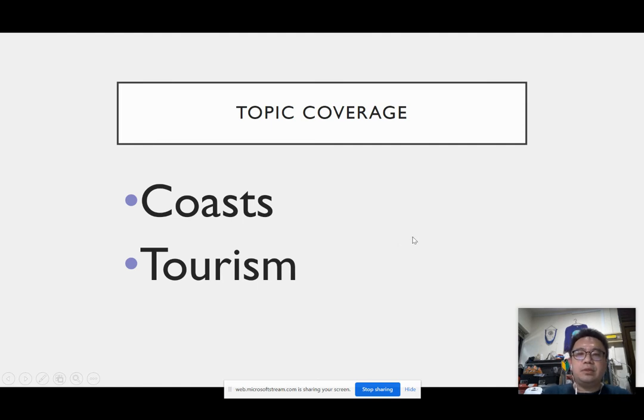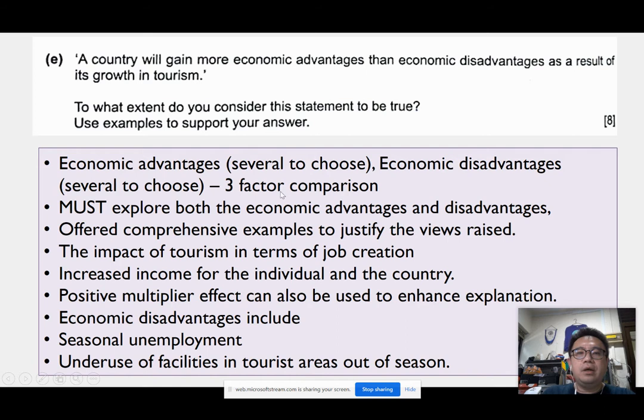As you probably know, in this core syllabus, for paper one, you will be dealing with only two topics, coast as well as tourism. We will be looking at coast and tourism open-ended question types that you would have encountered in the 2019 GC O-level paper. So the first one is in section B, question two. Question two, part E, talks about a country will gain more economic advantages than economic disadvantages as a result of its growth in tourism. So to what extent do you consider this statement to be true?